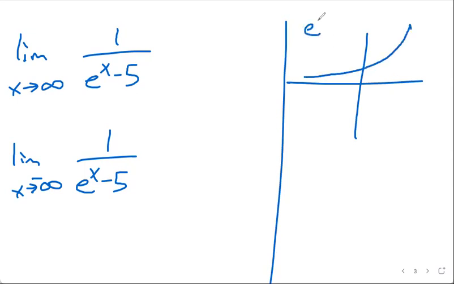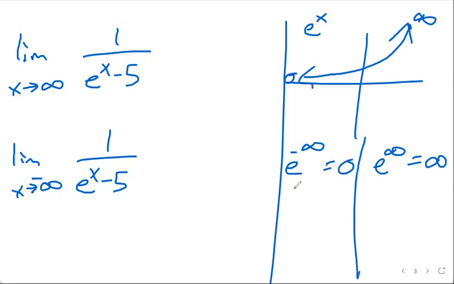That's an exponential growth curve. And if you're approaching infinity, well, then this graph is going up to infinity forever. And if you're approaching negative infinity, well, this graph is getting closer and closer to 0. So these two facts you might want to know when dealing with these types of questions.